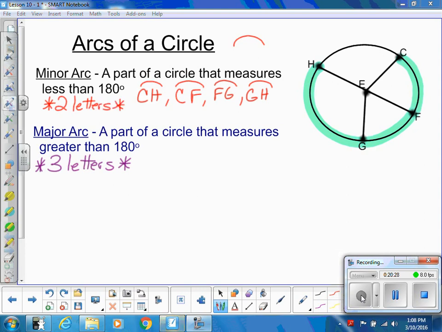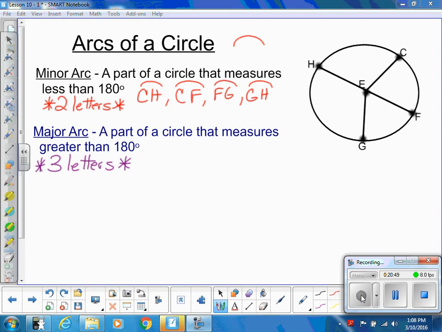For minor arcs, you use where do I start and where do I stop. When you use 2 letters, you're saying, here's where I want to start, here's where I want to stop, and I want to get there the fastest way possible. That's my minor arc. With the major arc, you need to use 3. You need to know where you start, the direction you're headed in, and where you end.